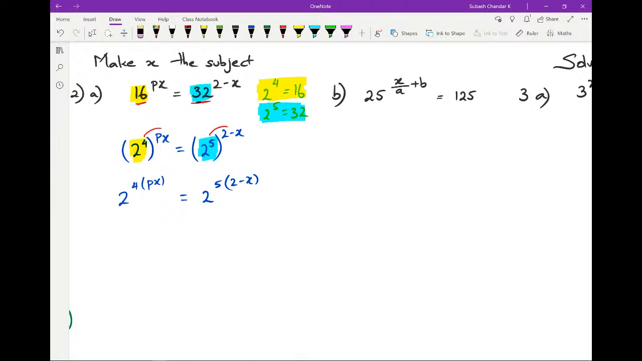Okay, so once we get up to this point, we can see that the 2 bases are the same now. So we can almost get rid of them. Don't really worry about it anymore. And so what we can actually say is that the 2 powers are equal to each other. And because they're equal to each other, we just go 4px equals 5 multiplied by 2 minus x.